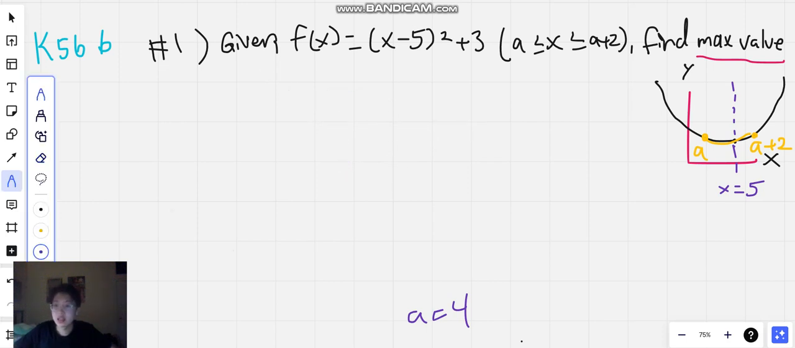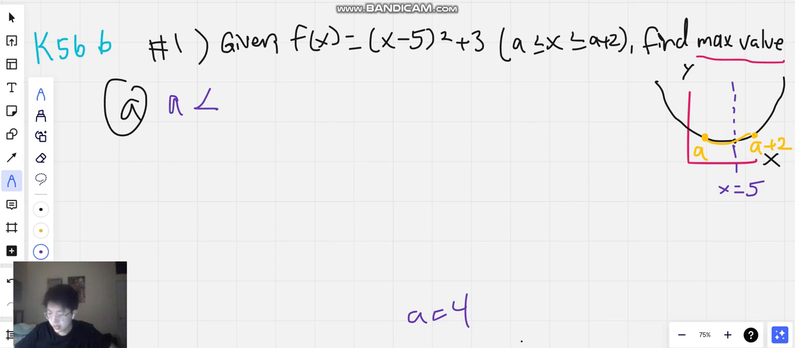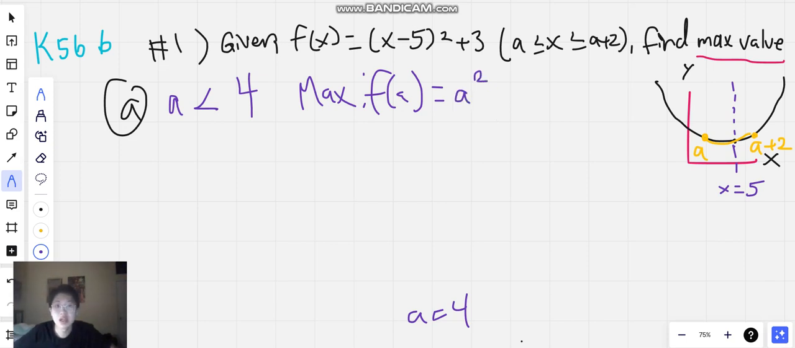So we know that for the first scenario, as long as a is less than 4, then the maximum is always going to be at f of a. If we go back a couple steps to what I got from plugging in f of a, I'll just state it for the sake of time: it would be a squared minus 10a plus 28.